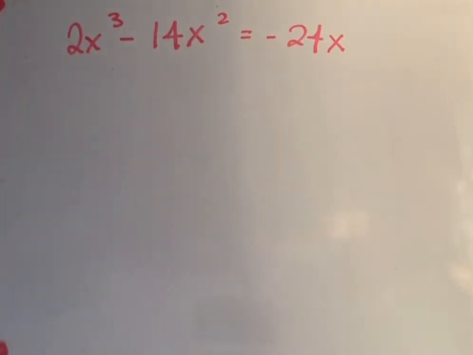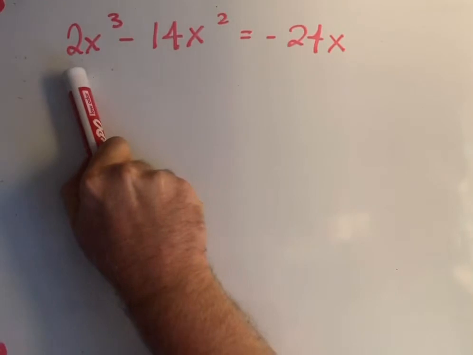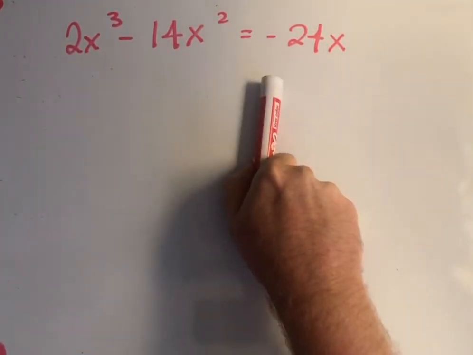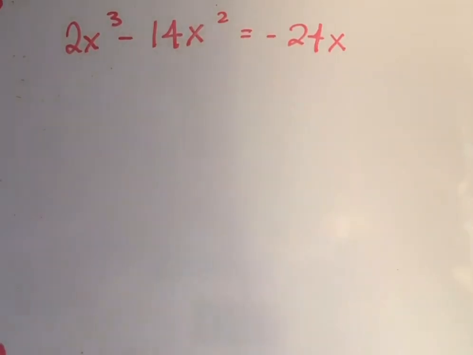All right, guys, we are going to solve a cubic equation by factoring. So here we have 2x to the third minus 14x squared equals negative 24x.